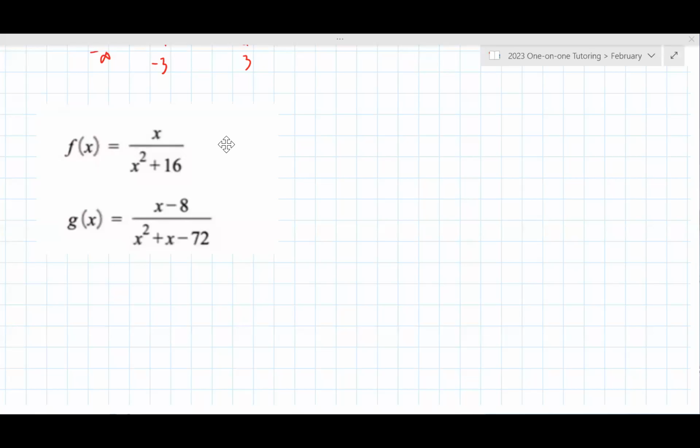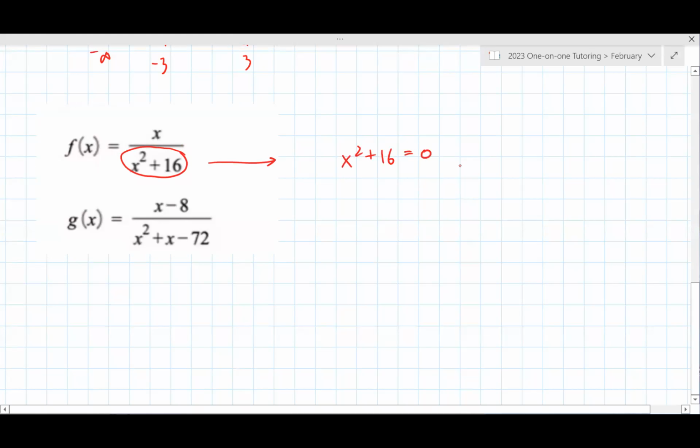Okay, so the idea with this bottom one here is, if you set x squared plus 16 equal to 0 and you subtract 16 from both sides, you're squaring a number. Squaring always returns a positive. How can it ever be negative? It can't be.